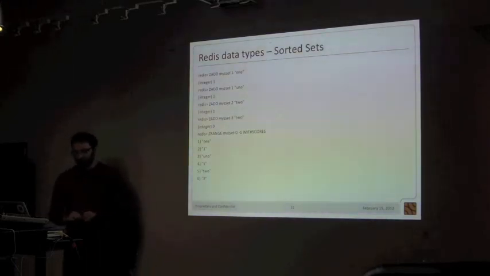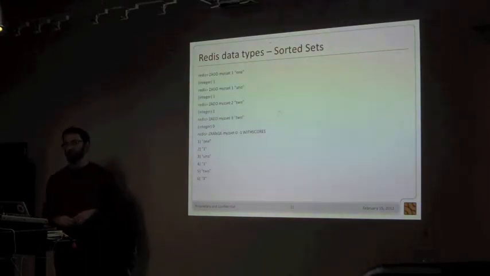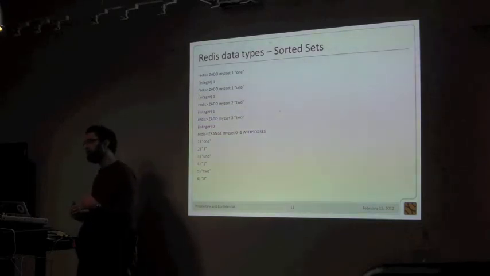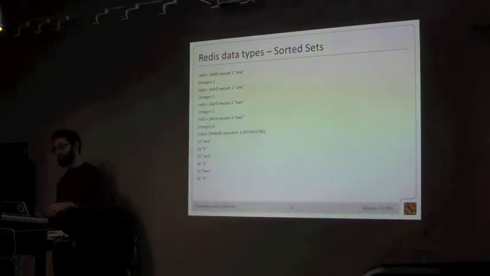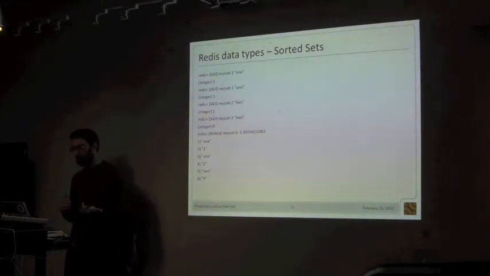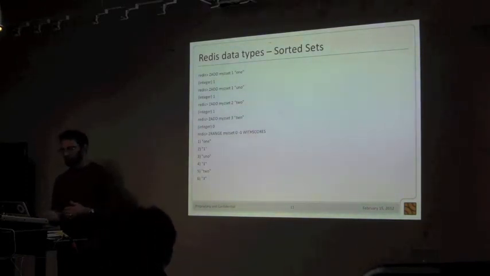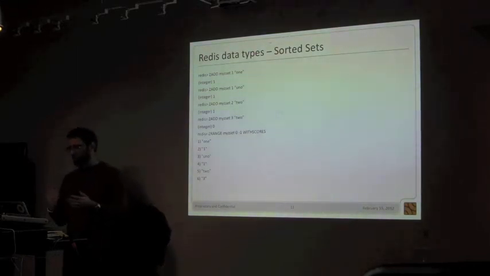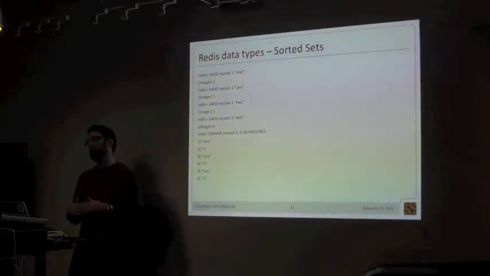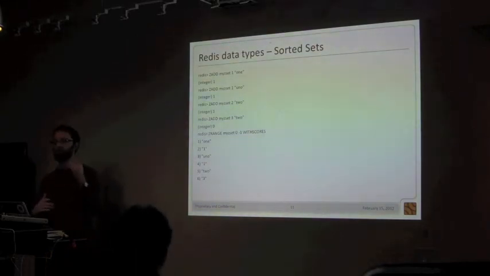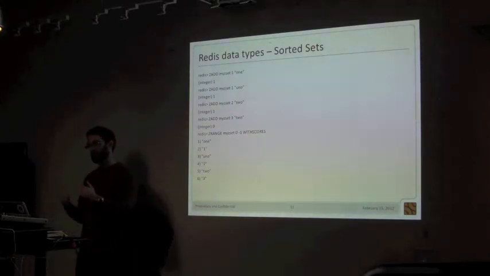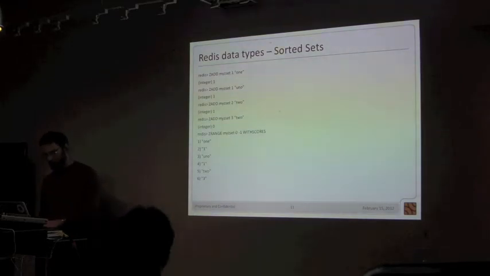In addition, on top of sets, Redis gives us sorted sets. So I can give a score that goes along with the set. And so here I'm setting scores of 1, 2, and 3 to these various members of the set. And then I can make a query which says, give me all of the members of the set whose score is between these ranges. Nice operations there.